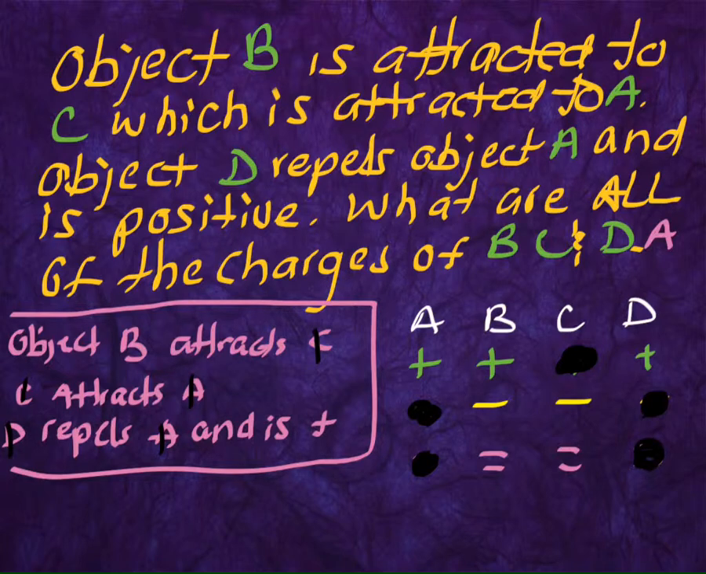I know that I can't go any further. I can't say that C is negative for sure. I cannot cross this off right here. I can't do that because it actually could be attracted to this neutral as well. So we're going to move on.